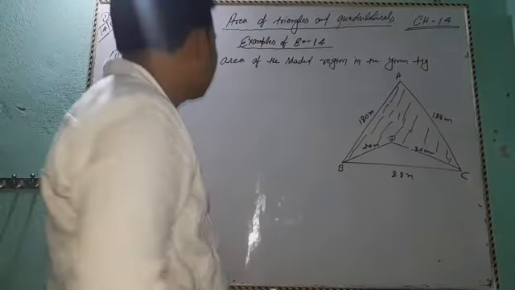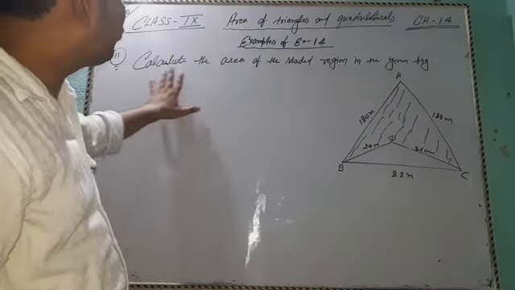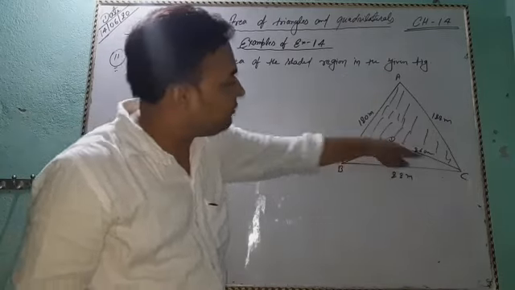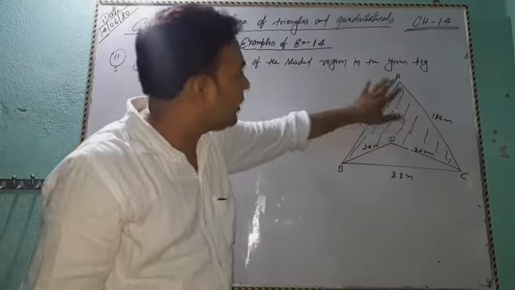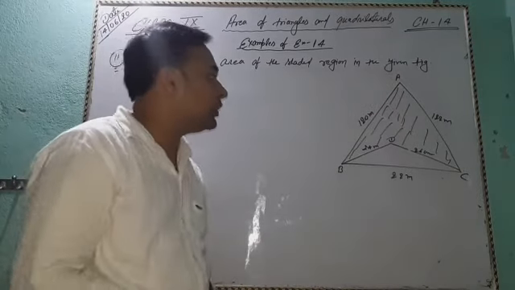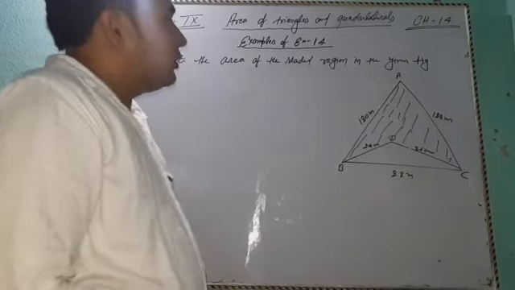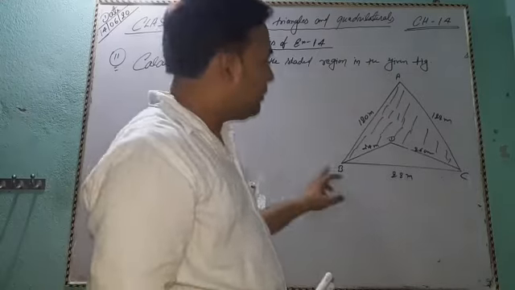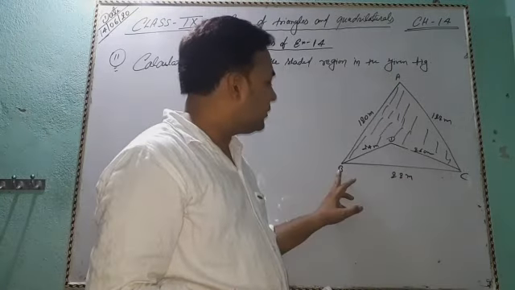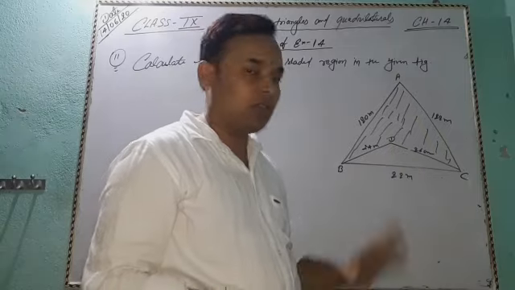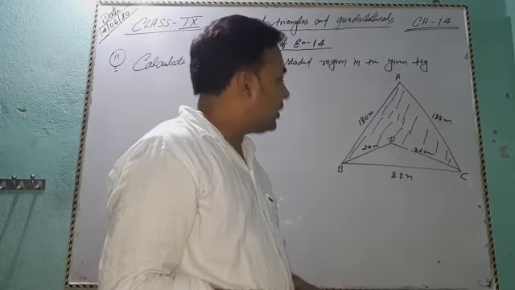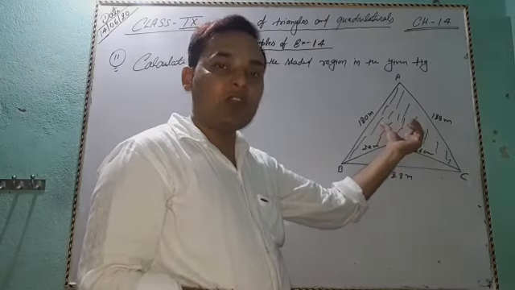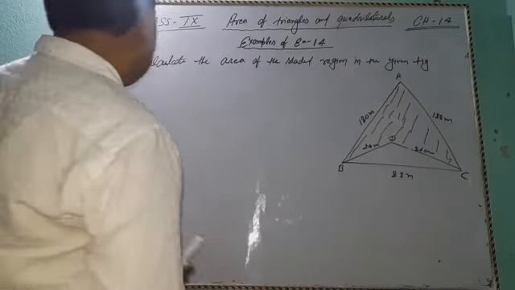Okay, students, our next question number 11: calculate the area of the shaded region. The shaded region is in the given figure A, B, D, C. This portion is the shaded region. So look, students, area of the shaded region equal to area of triangle ABC minus area of triangle BDC. So we subtract the area of triangle BDC from the area of triangle ABC and we get our shaded region. Let's start the solution.